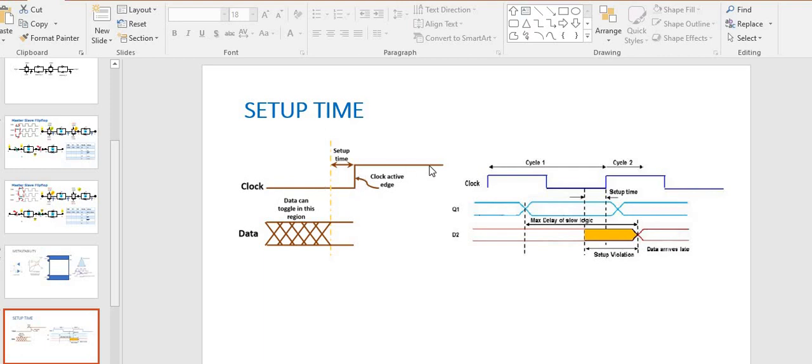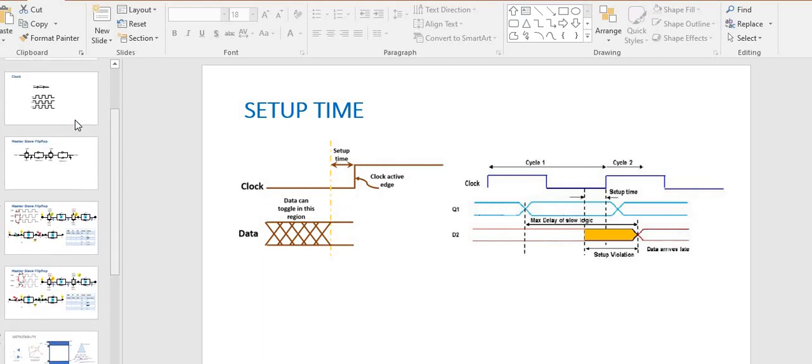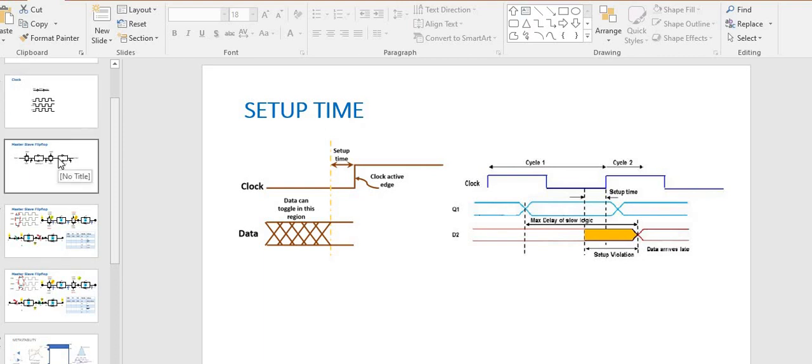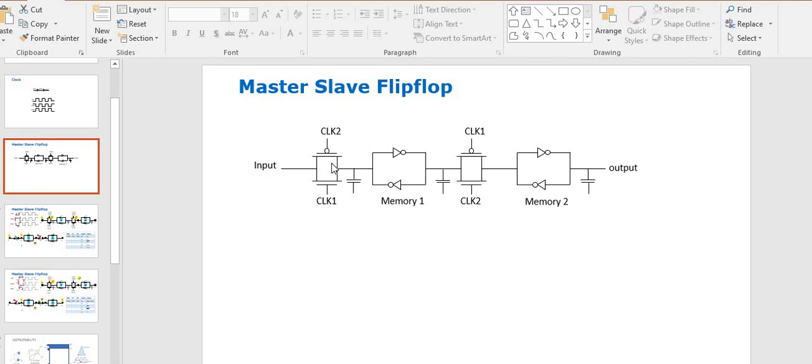Setup time. This is the clock. We give the input. Before the rising edge of the clock, the data should be stable; that is called setup time. Here we are giving the clock signal, and before the rising edge of the signal the data was stable. The capacitor is either fully charged or fully discharged when we give it to the inverter, and the inverter will recognize that value. That is called setup time.